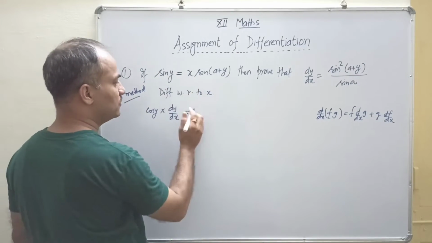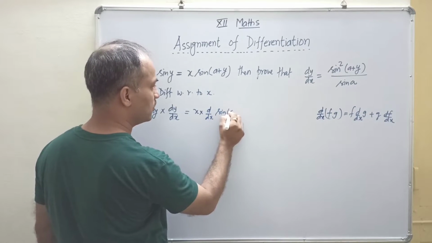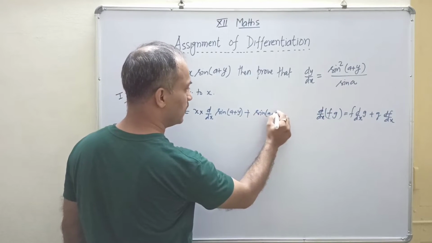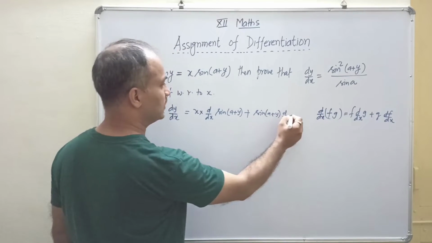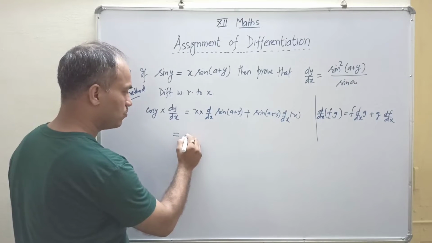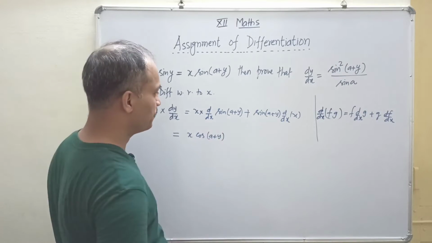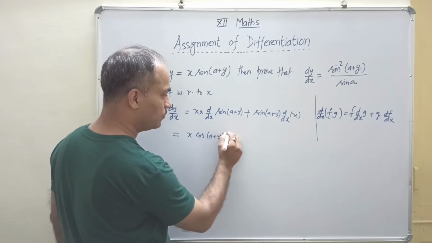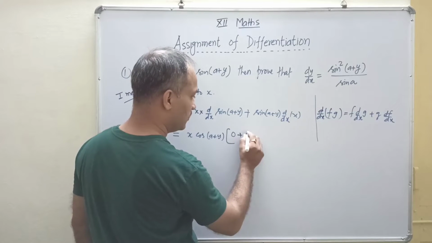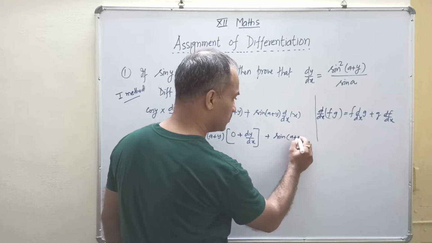Now let us see. First term remains same, differentiation of sin(a plus y), plus this term remains same, and differentiation of the first term means x. Now let us see. This value is cos(a plus y). Differentiation of sin theta is cos theta. Now once again we differentiate this value. So a is a constant, differentiation is 0, and y dy by dx, this is 1 only, so we have only sin(a plus y).